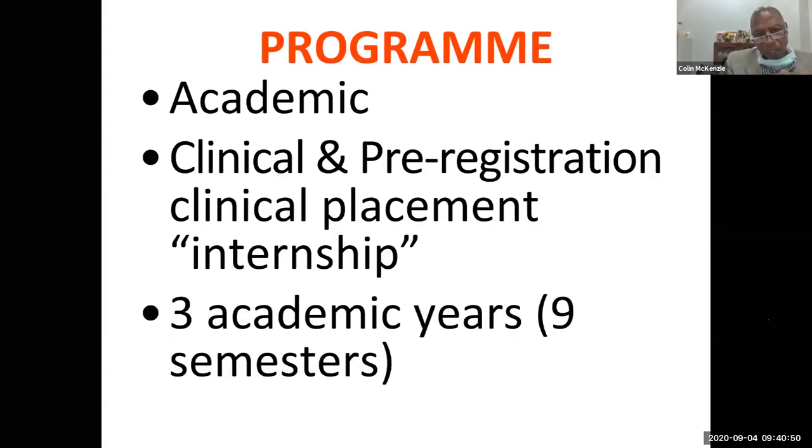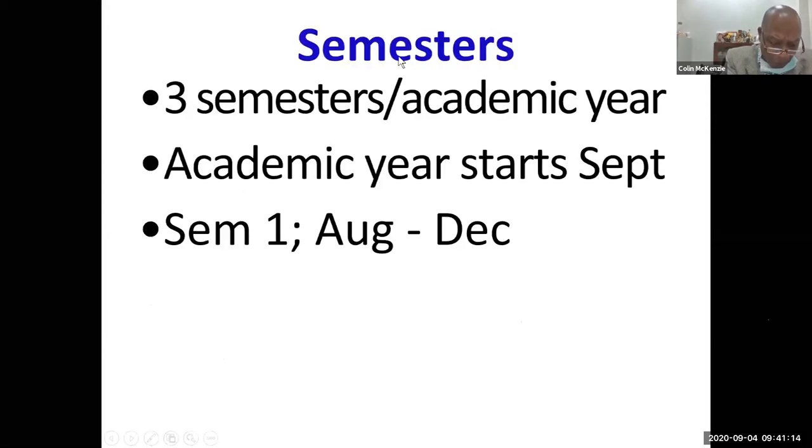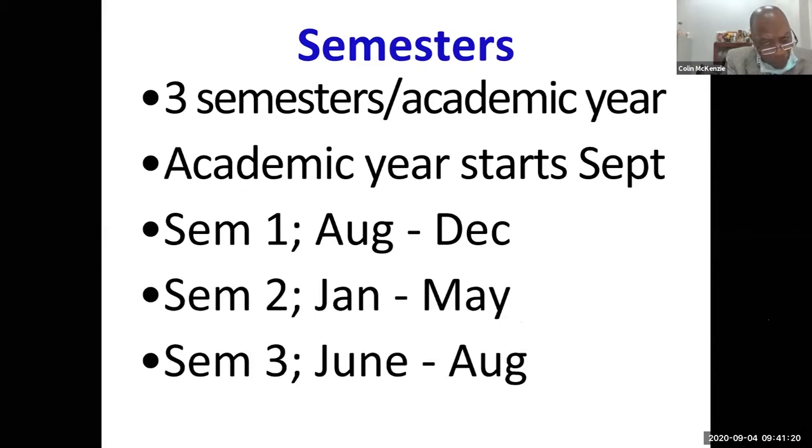Now the program is composed of an academic part and a clinical part with a pre-registration clinical placement component that we call internship. Mrs. Harker will tell you about the clinical and the pre-registration part, okay? And I will do the academic part, okay? Brace yourself for that now. The academic part basically is composed of 3 academic years, 9 semesters, all right? And we have 3 semesters per academic year, and the academic year tends to start in September, all right? So we have semester 1 in August to December, semester 2, January to May, and semester 3, June to August, all right?